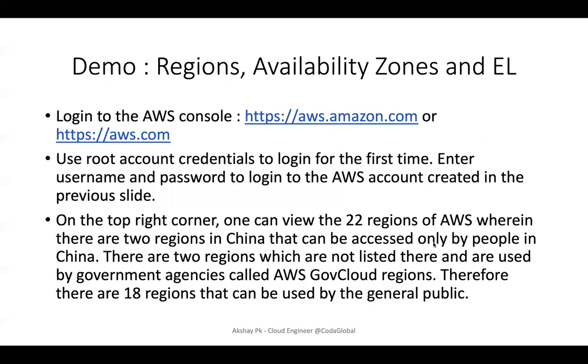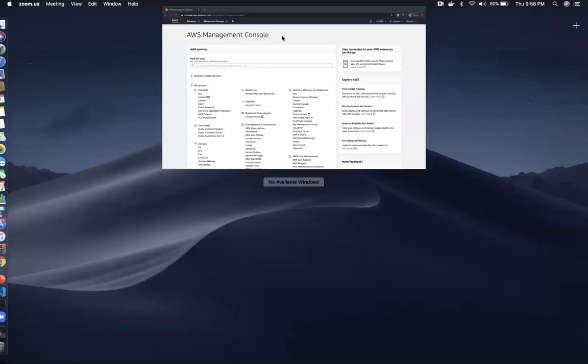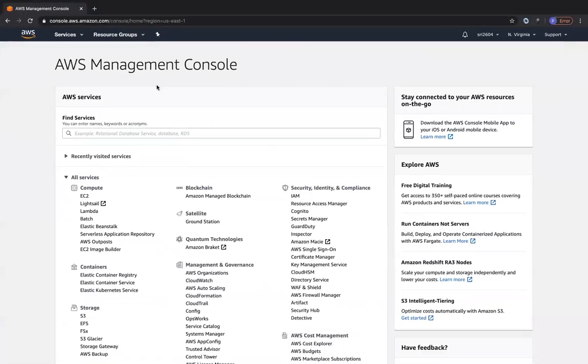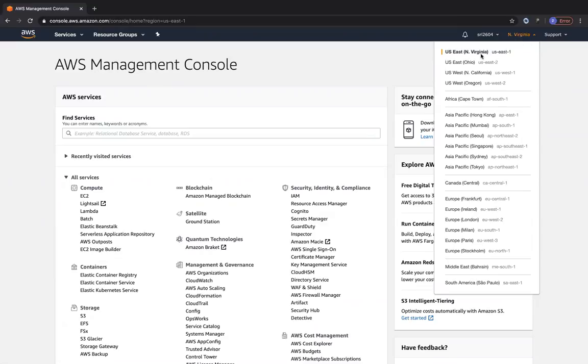So now let's just log into the console and let's see how things look. So you have the AWS Management Console. I have logged into this AWS account, right? And you can see on the top, we have the regions. We are right now in the Northern Virginia region, but then you can see over here, we do have other regions that we can work with.